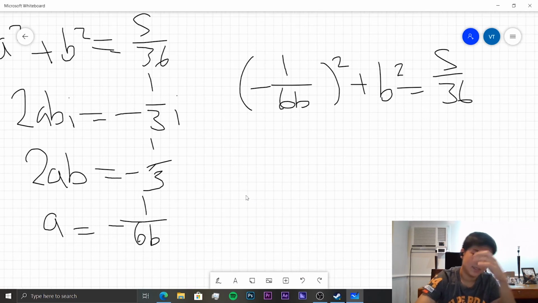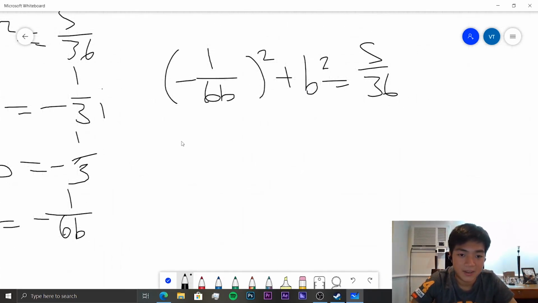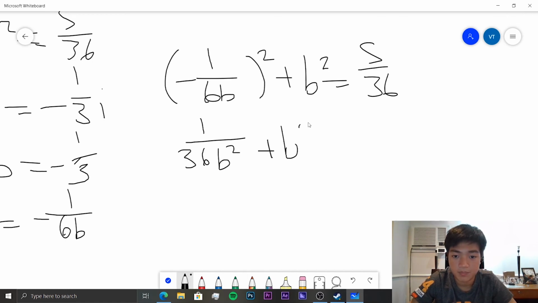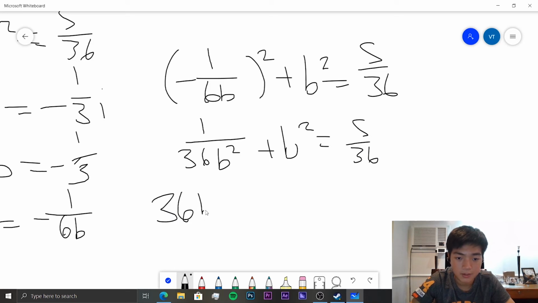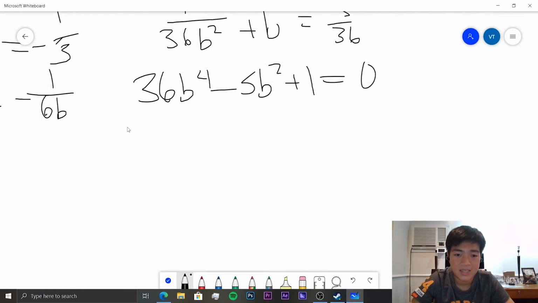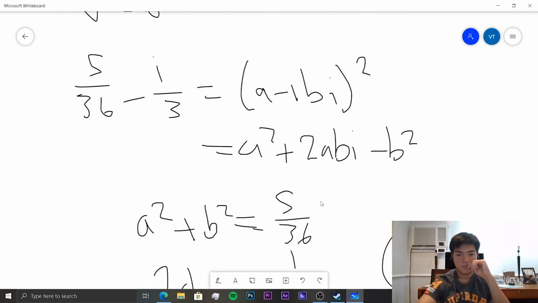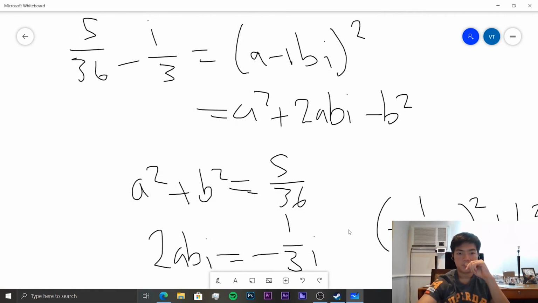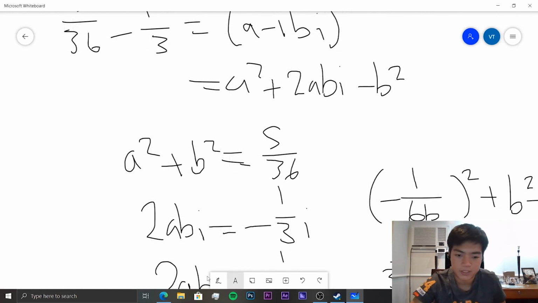It's nasty. So we have, what is this? 1 over 36 b squared plus b squared is equal to 5 over 36. Let's multiply everything by 36b squared. So we get 36b to the 4 minus 5b squared plus 1 is equal to 0. Can we factor this out? Did I make a mistake? That looks okay. Oh, minus b squared, of course, yes, sorry.